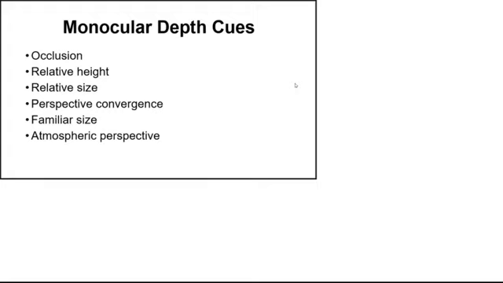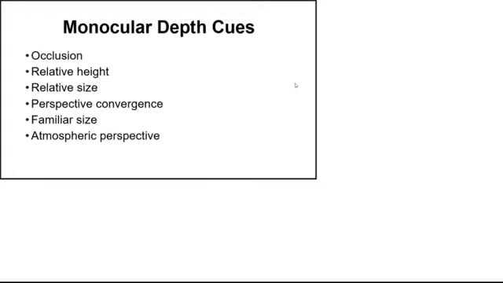So the first of these is occlusion, and this is the idea that something that is closer to you will occlude or block something that is further away. So this podium is closer to you than I am. So you can't see all of me, my legs are hidden because the podium is in the way. So because this is occluding something behind it, you know that it's closer to you than the thing that's behind it.